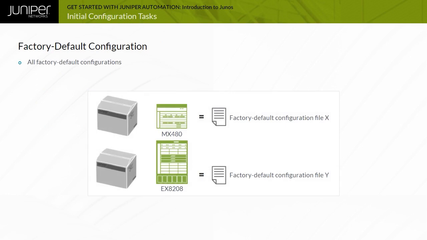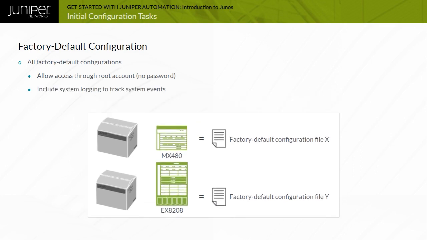All platforms running Junos OS are shipped with a factory default configuration. All factory default configurations allow access using the root account. The root account does not include a password by default. Setting a root password is required before activating any changes to the configuration file. All factory default configurations also include system logging, which tracks system events and writes those events to predefined log files, such as the messages file.